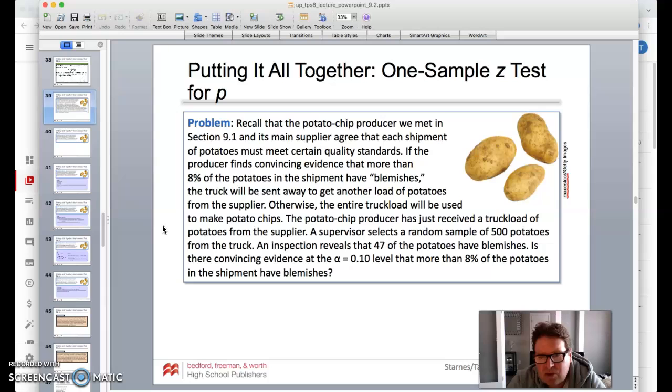Now, the potato chip producer has just received a truckload of potatoes from the supplier. A supervisor selects a random sample of 500 potatoes from the truck. An inspection reveals that 47 out of those 500 potatoes have blemishes. Is there convincing evidence at the 10% level, if alpha is 0.10, that more than 8% of the potatoes in the shipment have blemishes?